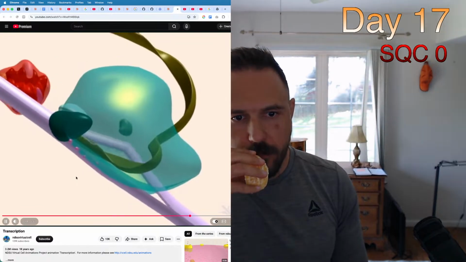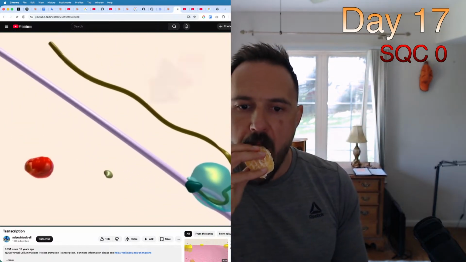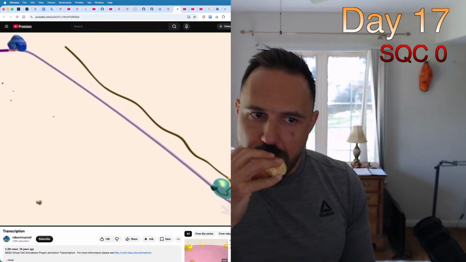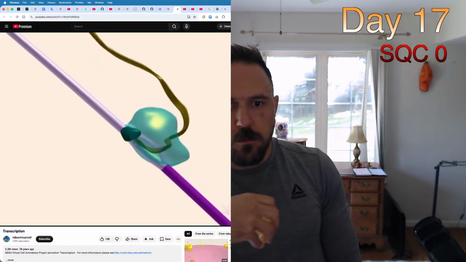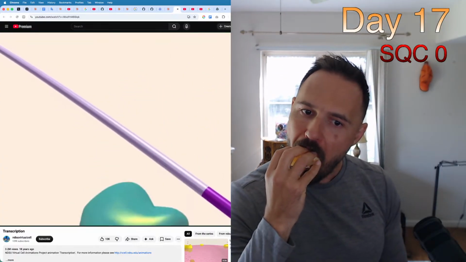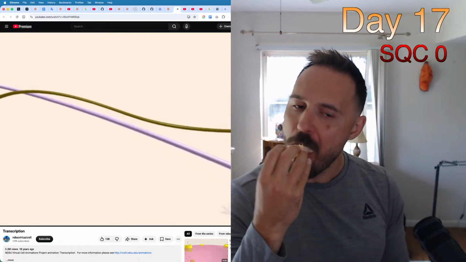RNA polymerase then synthesizes an RNA template from the strand of DNA. Most factors are released after transcription begins. When the end of the transcription unit is reached, the RNA polymerase dissociates and the newly formed strand of RNA is released.